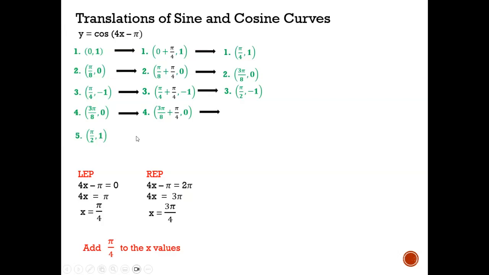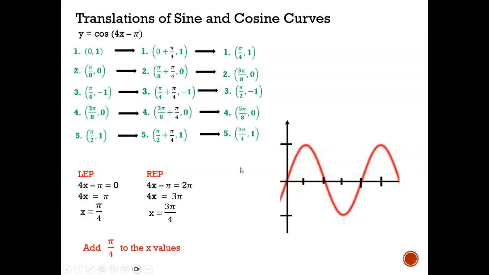Again, I add pi over 4 to 3 pi over 8, and then reduce, 5 pi over 8 and 0. My last point, pi over 2, add pi over 4, and I get 3 pi over 4 and 1. So again, I started with my original 5 key points without the shift, figured that I had to add pi over 4 to each of the coordinates to compensate for that shift, got the new points that I'm going to have to graph. So these are my 5 key points with that shift.